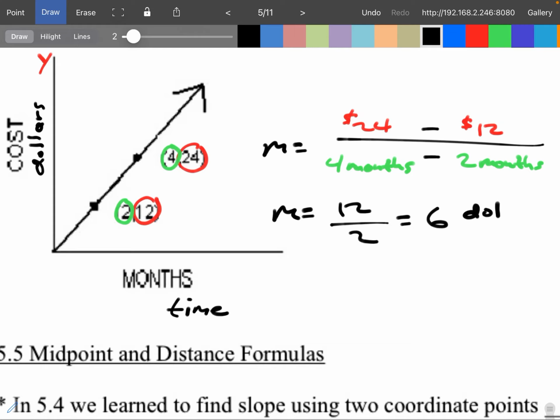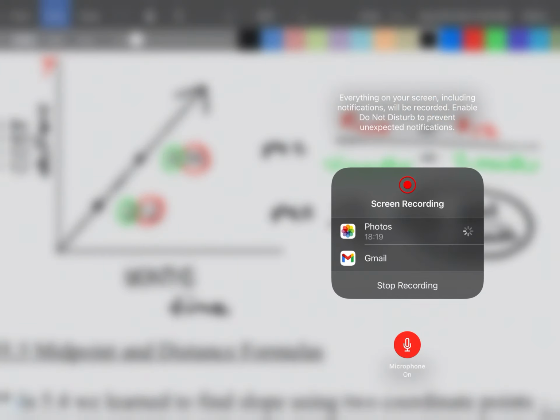All right. So then if we simplify this thing, what's 24 minus 12? 12. And then 4 minus 2? 2. So we end up with 6. And that would be dollars over months, right? So we get a positive 6 here, dollars per month. That's our slope. So what does that mean?